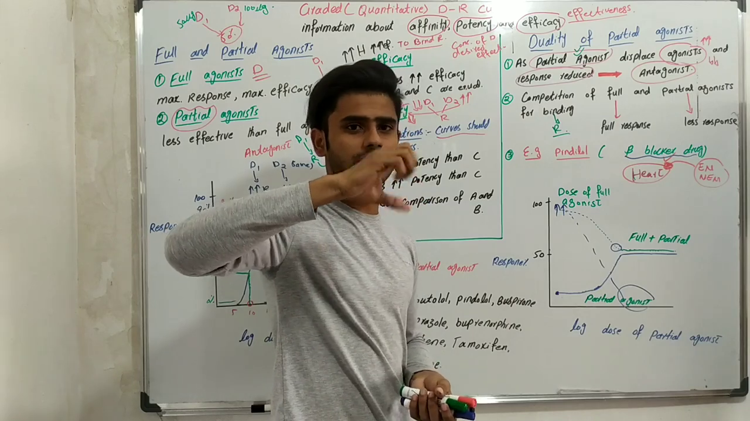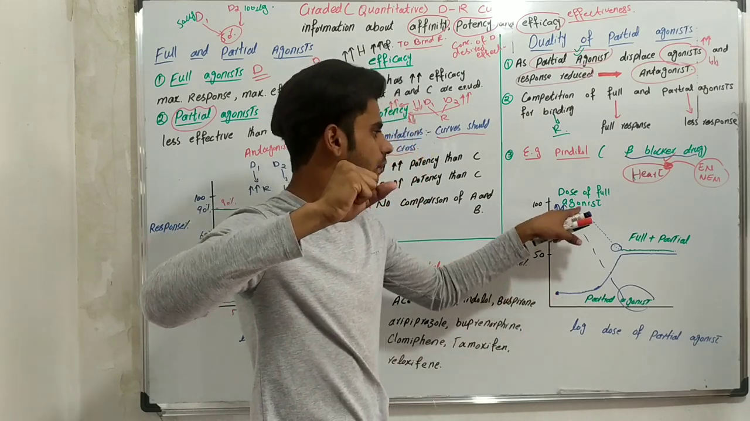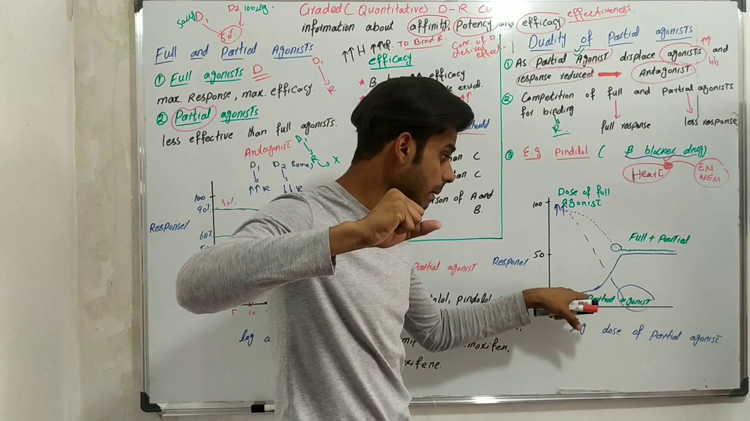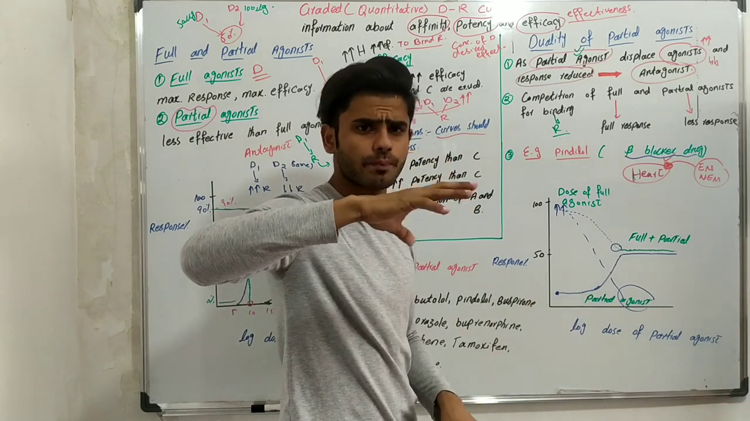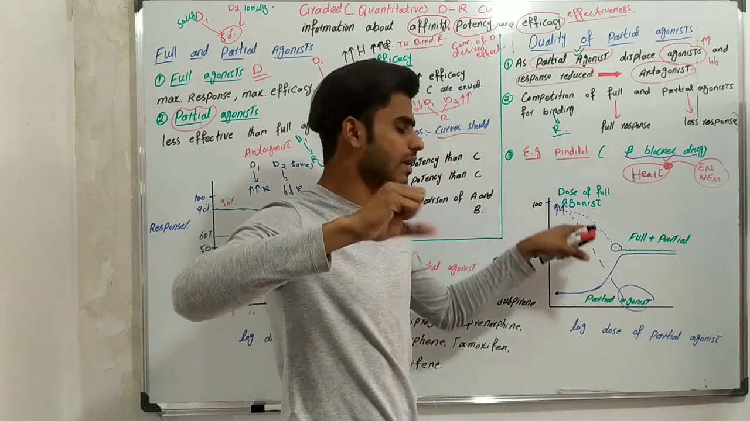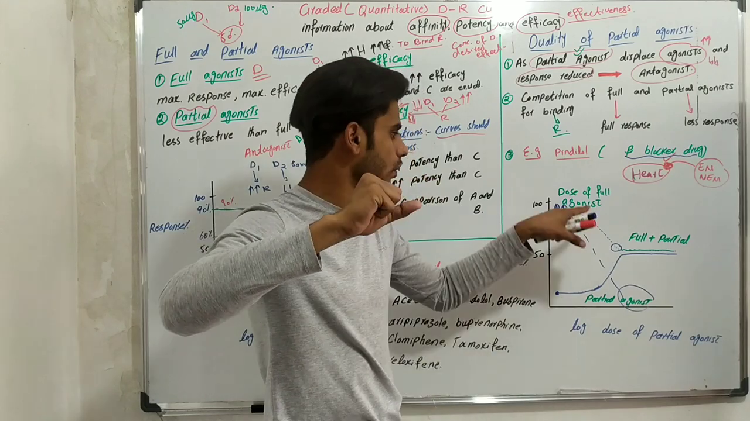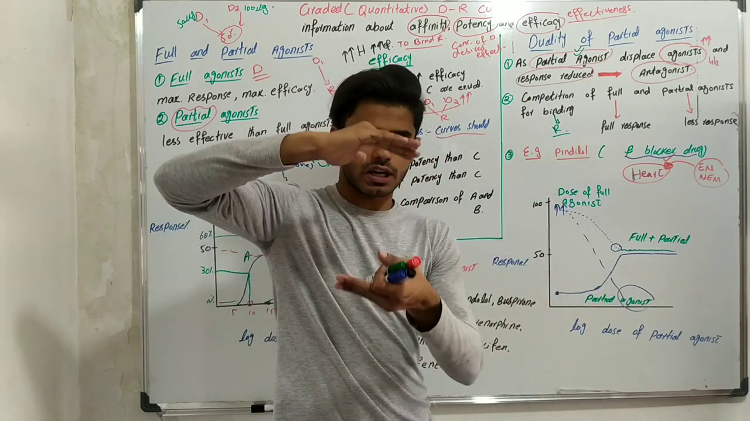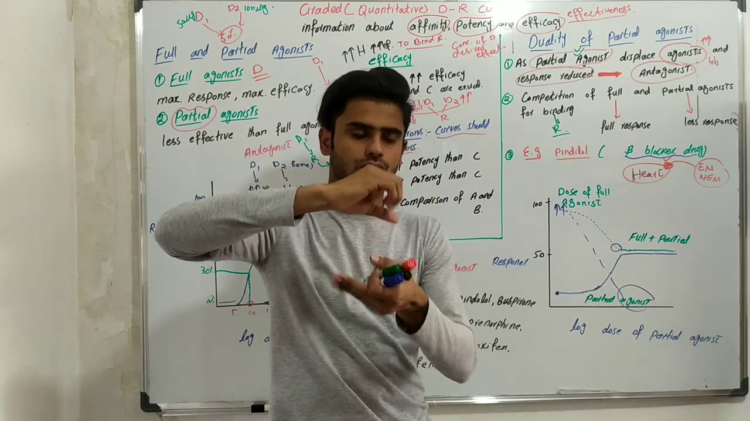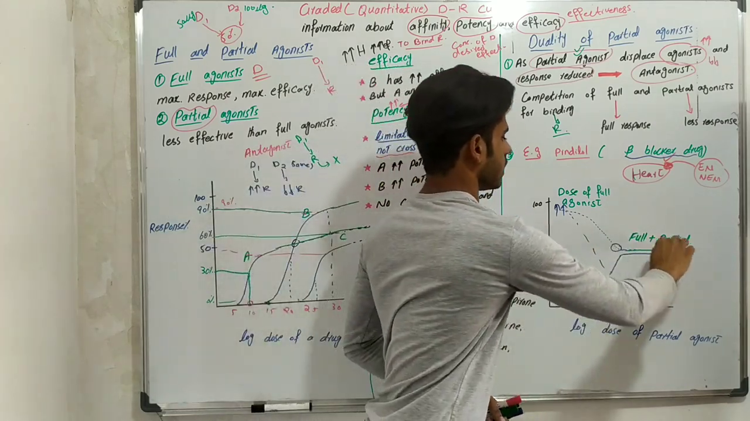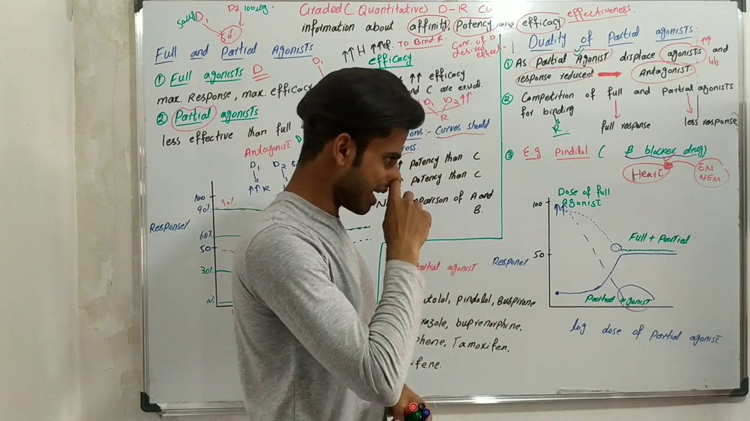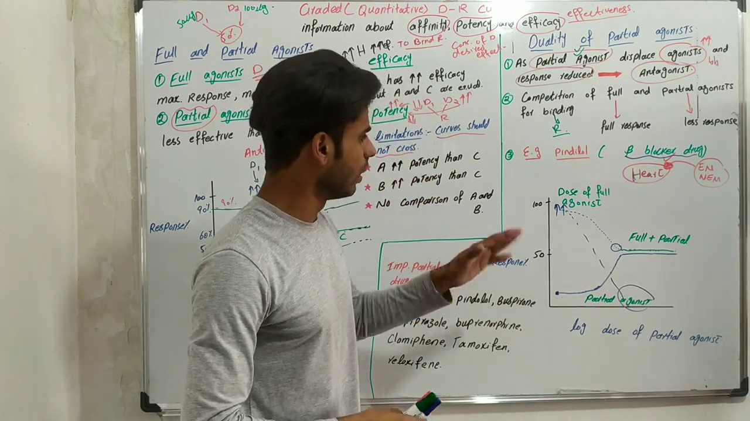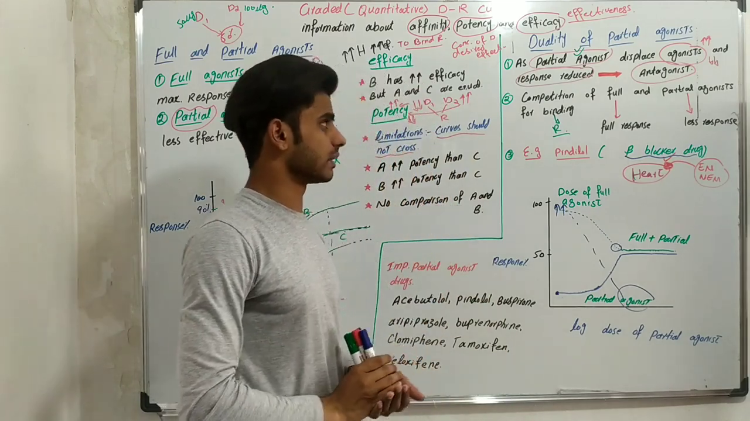First it was high, then when we gave just the partial agonist, it was very slow. Then we added the full agonist, and it was very high, and we have high blood pressure in our body. Then we add the pindolol, and the response will come in between high and low, so it will come to a normal level. In this way, we control with the partial agonist. So it was a little about the duality of the partial agonist.